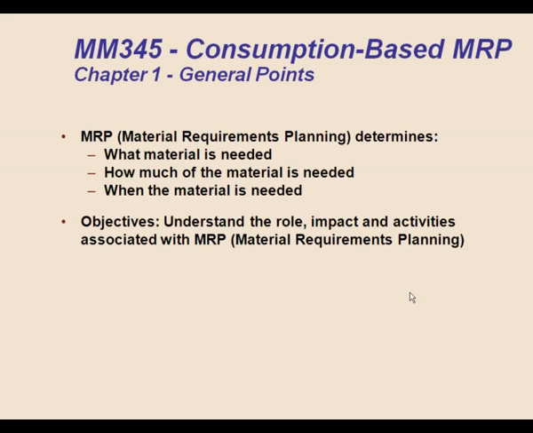So let's try to understand what is consumption-based planning or MRP, how it works, what the elements involved are, what the input is, and what the output is. As you know, MRP stands for Material Requirement Planning. It determines what material is required, how much quantity, and when it is required. That's the basic purpose, or task, of MRP. The central task of MRP is to determine which material is required, for how much quantity, and on which date.